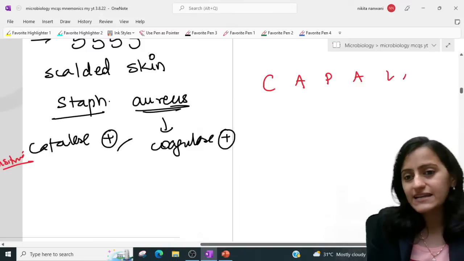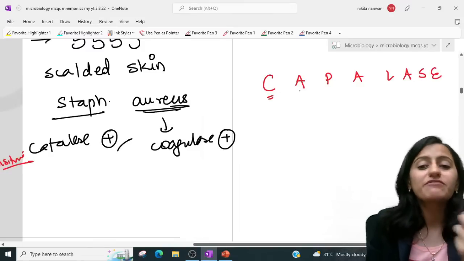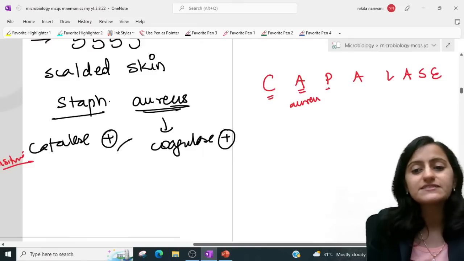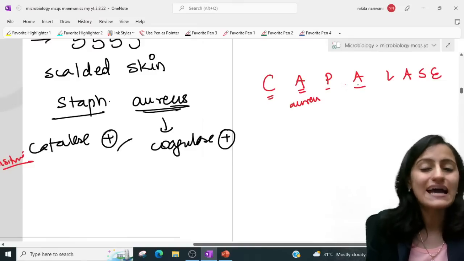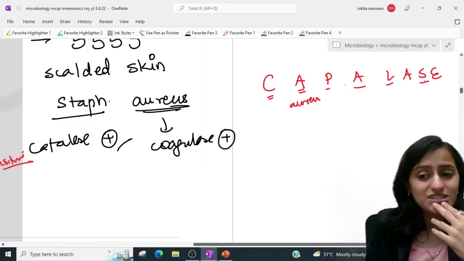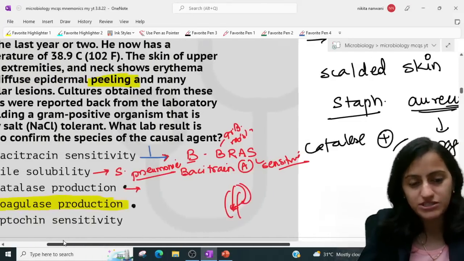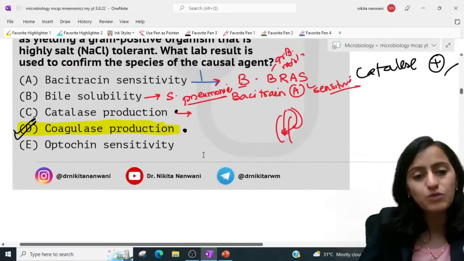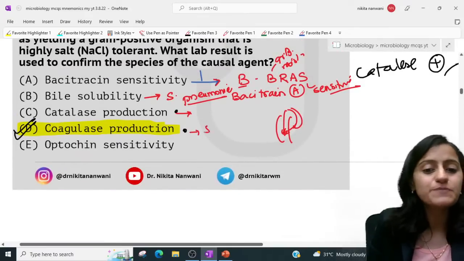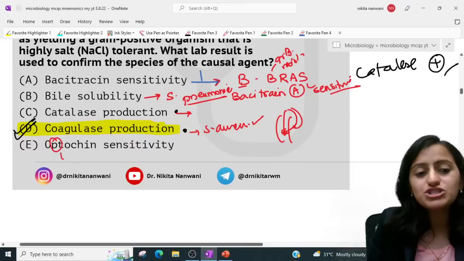Remember the mnemonic for catalase is capillase. Okay, you can remember it as capillase. So you have Candida, you have aureus, that is Staph aureus, Pseudomonas, Aspergillus, Listeria, and Serratia. These are basically catalase positive. So Staph is catalase positive. Coagulase is specifically about Staph aureus. So that's the answer.